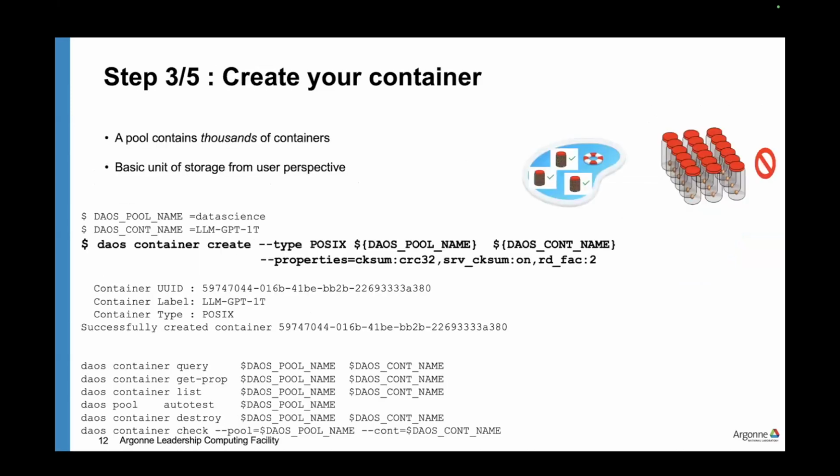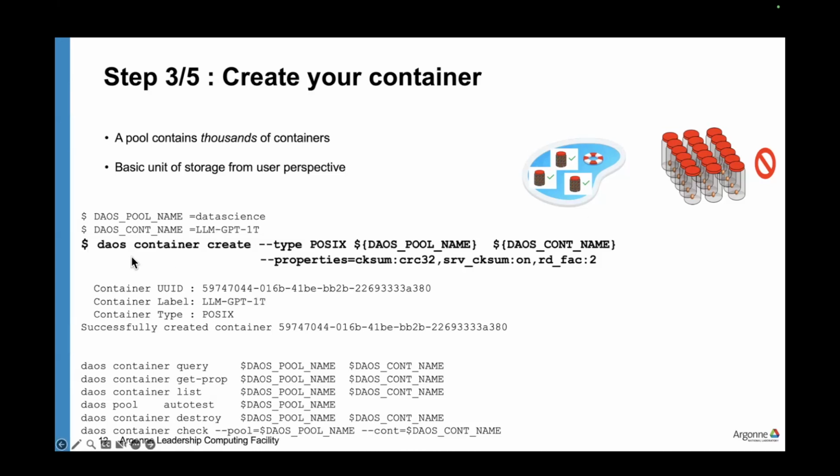This is the second step. And the third step is once you have access to your pool, you have to create a container. You can think of a container as a directory in very simple words. Under a pool, you can create as many directories as you want, but it is preferable to have fewer containers. And you can just treat them like the directory file structure.